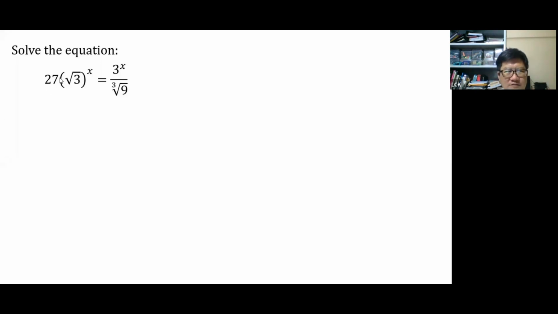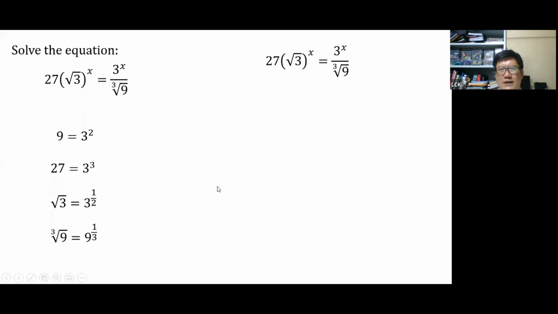So 27 is 3 to the power of 3. 9 is 3 to the power of 2. So let's look at this. This is what we see from this. 9 is 3 to the power of 2, 27 is 3 to the power of 3. Square root of 3 is 3 to the power of half, and this is cube root of 9. So let's just reproduce this. I've not done anything here yet. And let's include everything that we have said earlier. So square root of 3 is 3 to the power of half. That comes directly from here. Now 9 is 3 to the power of 2.